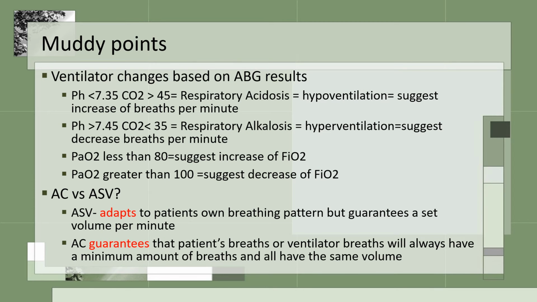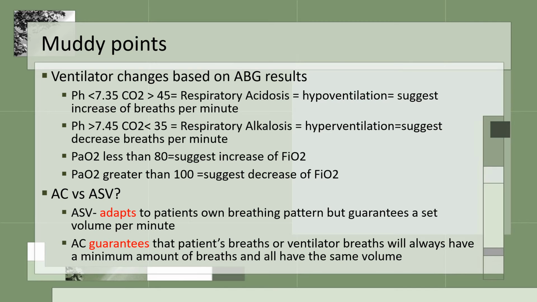Ventilator changes based on ABG results. If your pH is less than 7.3 and your CO2 is greater than 45, you're going to have a respiratory acidosis. And we know in respiratory acidosis, we have hypoventilation. So we're going to suggest to the doctor that we increase the number of breaths per minute. And a pH greater than 7.45 and our CO2 less than 35, we're going to have respiratory alkalosis. They're going to have hyperventilation, so we're going to suggest they have a decreased breaths per minute.